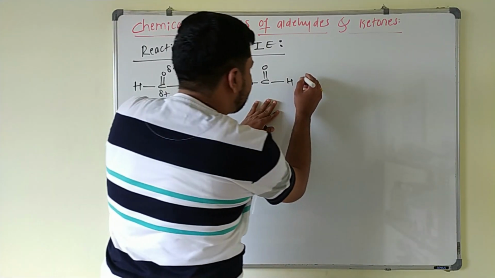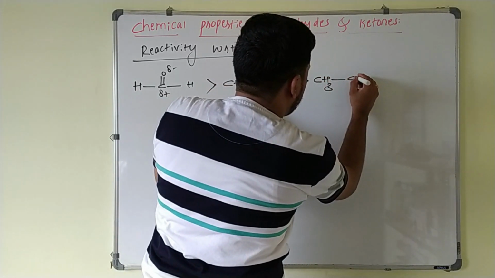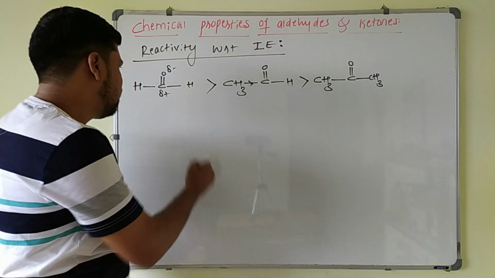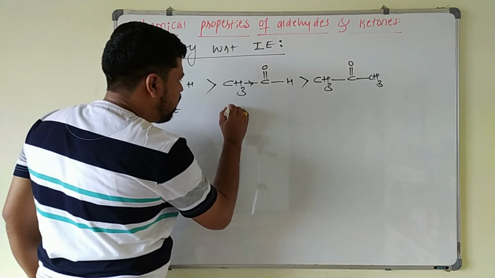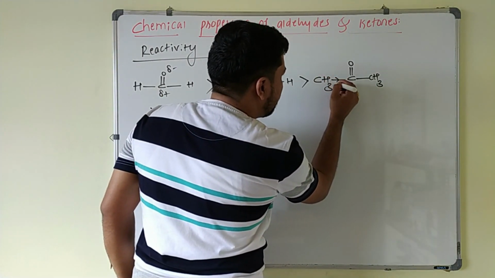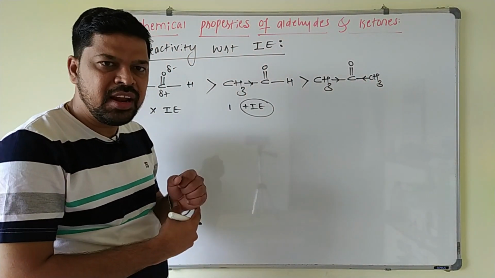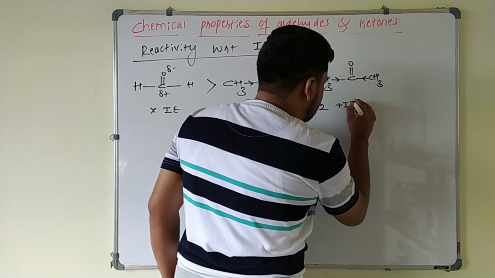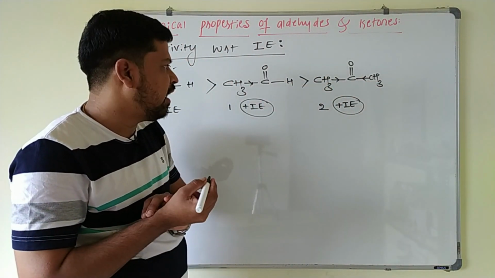If I take another alkyl group, that is CH3, C double bond O and CH3 here. Here there is no inductive effect, keep in mind, so reactivity is more. Here one positive inductive effect is there, and here two alkyl groups are releasing electron density. If electron density is coming towards the carbonyl carbon, what I said, reactivity will decrease. So here two inductive effects are there. Because of this, again the positive charge density on the carbonyl carbon sharply decreases, reactivity again decreases here.